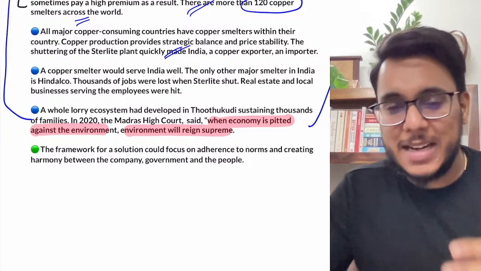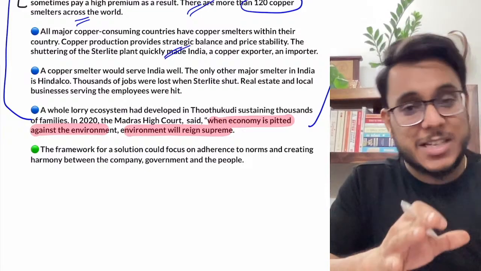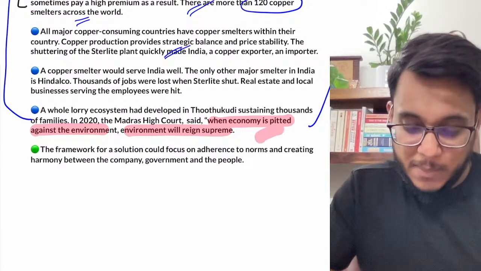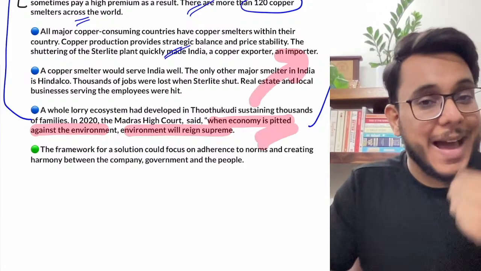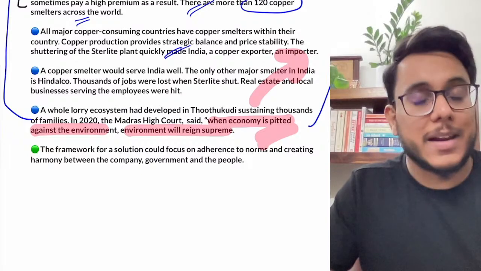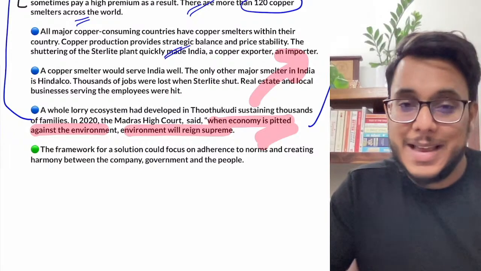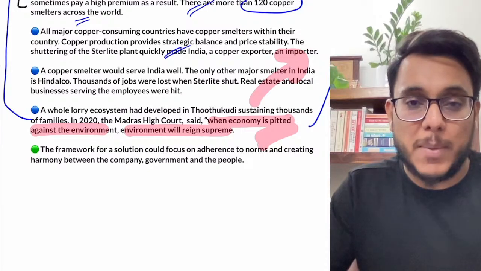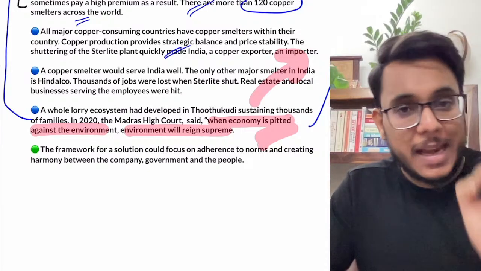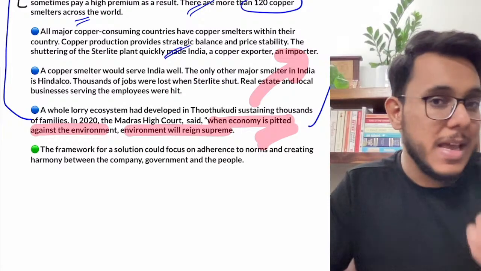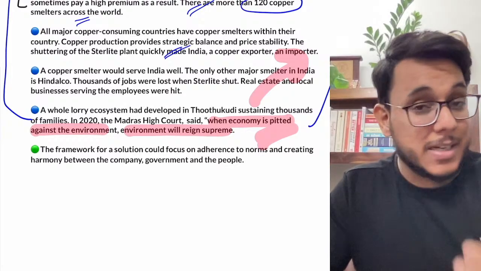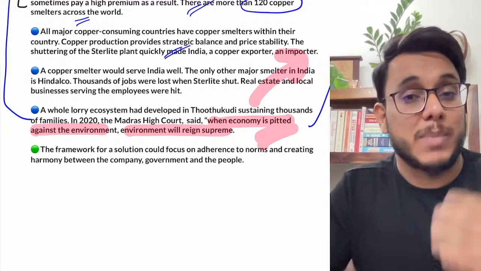Fine, it says that when environment and economy are in clash, the environment will be supreme. So if it was causing pollution, we cannot allow it to continue. Is it clear? Now understand this particular thing, guys. When we talk about the ethics paper 4 case studies that are coming, they are inspired by current affairs, current issues. Last year there was a case study, before that there were multiple case studies.